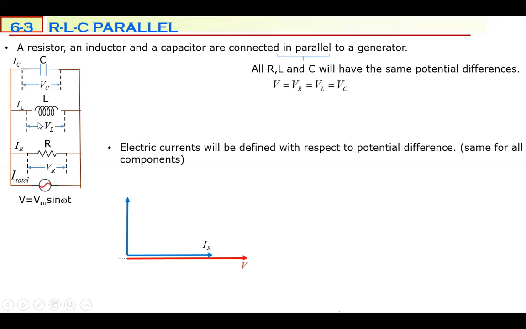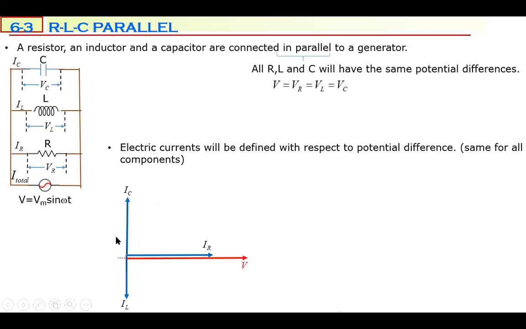But for the coil, the electric current lags behind the potential difference, or the potential difference is leading. For the capacitor, the electric current leads the potential difference. For the capacitor, again, phasor: two vectors opposite in direction. Which are they? IC and IL.